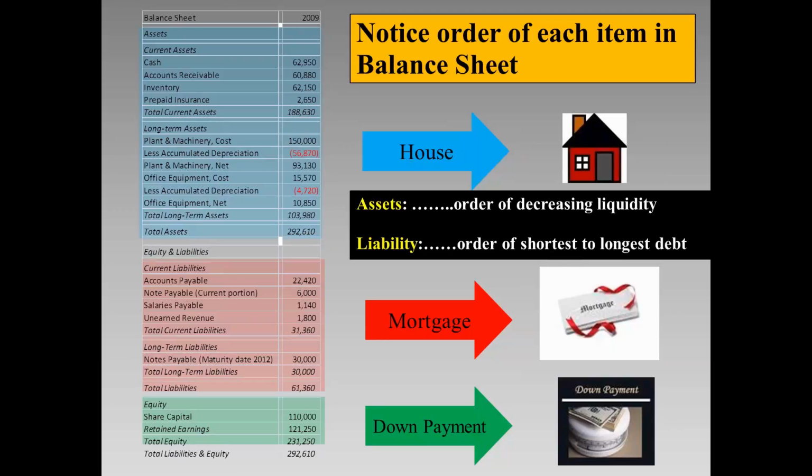Conversely, the liabilities are listed in order of the shortest to longest term debts. The debts that must be paid back, let's say within 30 days, are going to be listed before and above any debts that are to be paid back in a year or more. And again, going back to our analogy, the balance sheet is the house and is composed of the mortgage, the liability, and the down payment, which is again analogous to shareholders' equity.